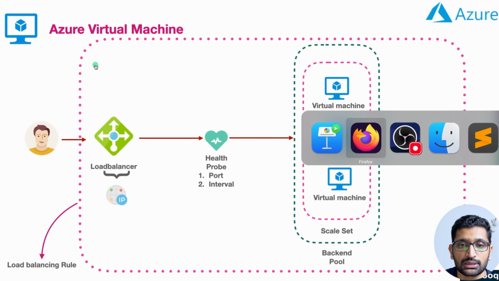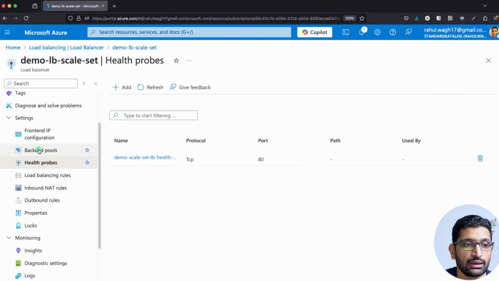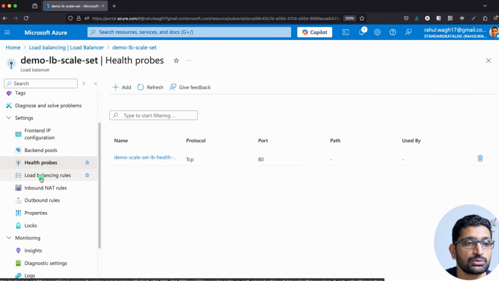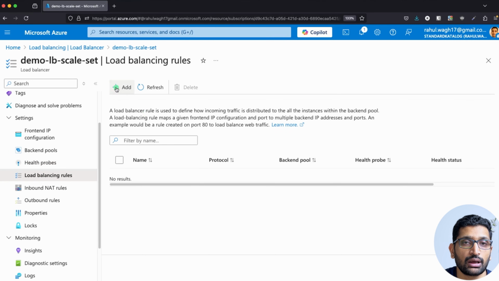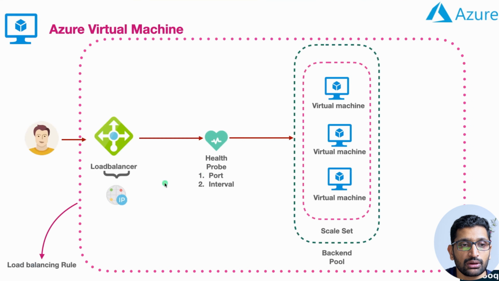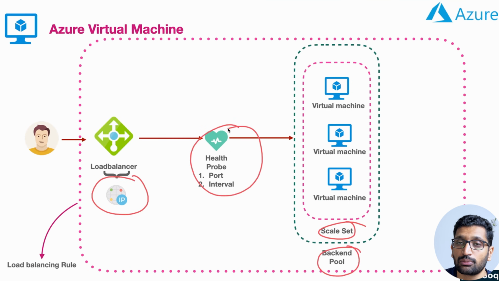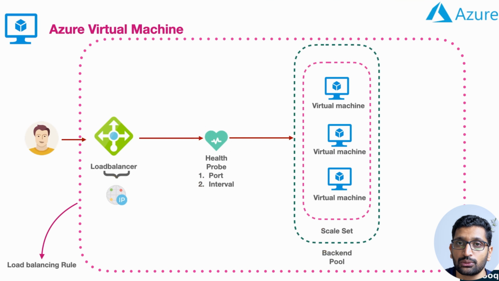So for that, let's get back to our Azure portal, and here after the health probe, you will find the option for a load balancing rule. Click on this one, click on add over here, and here we are going to specify all of these things, which means our IP, our Scaleset, our backend pool, our health probe. So everything we need to specify over here in the load balancing rule.